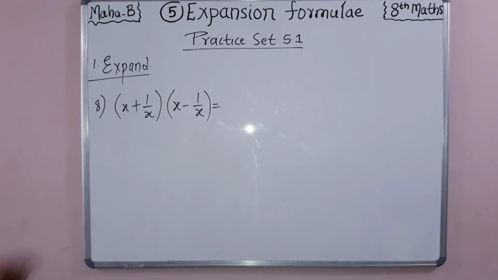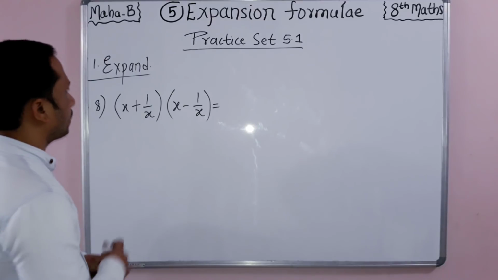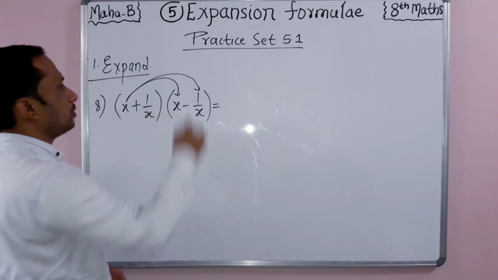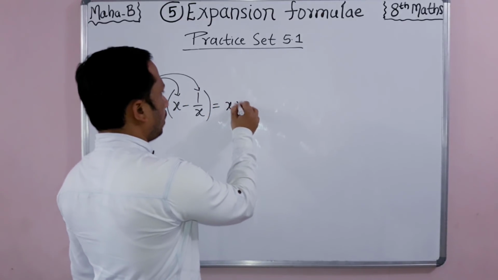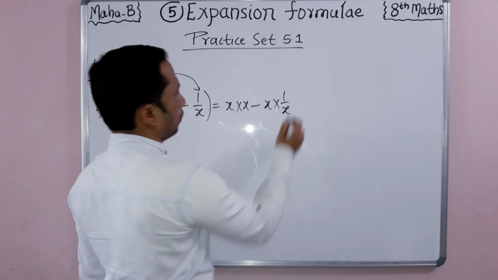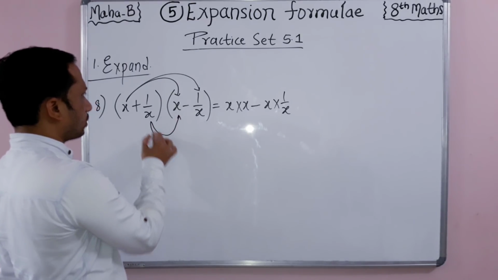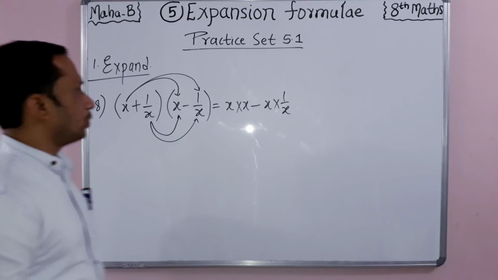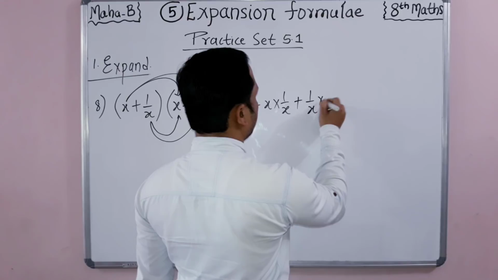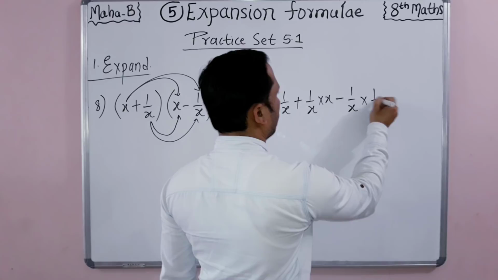Okay students, see this is our eighth example. x plus 1 upon x, x minus 1 upon x, and now use the same formula. Multiply this x into x and multiply this x into 1 upon x. So what will be there, student? X into x, what is the sign? Minus sign, x into 1 upon x. Again what is there, student? Plus 1 upon x into x and again minus 1 upon x into 1 upon x.